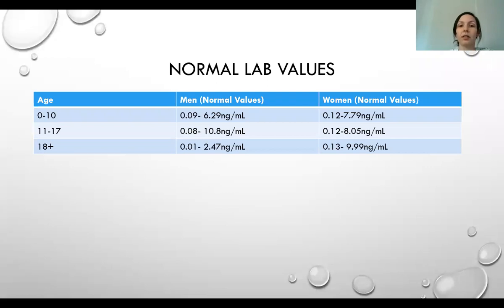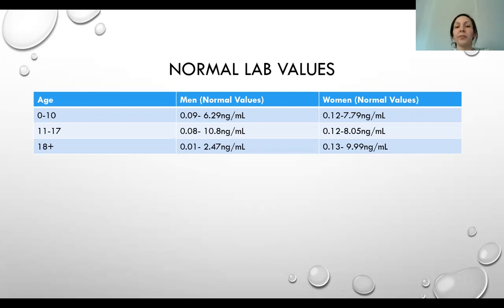And here are normal lab values, which the slide is very basic because I wanted to show the contrast. So for men, ages 0 to 10, it's 0.09 to 6.29 nanograms per milliliter. 11 to 17 for men is 0.08 to 10.8 nanograms per milliliter. 18 and over is 0.01 to 2.47 nanograms per milliliter.